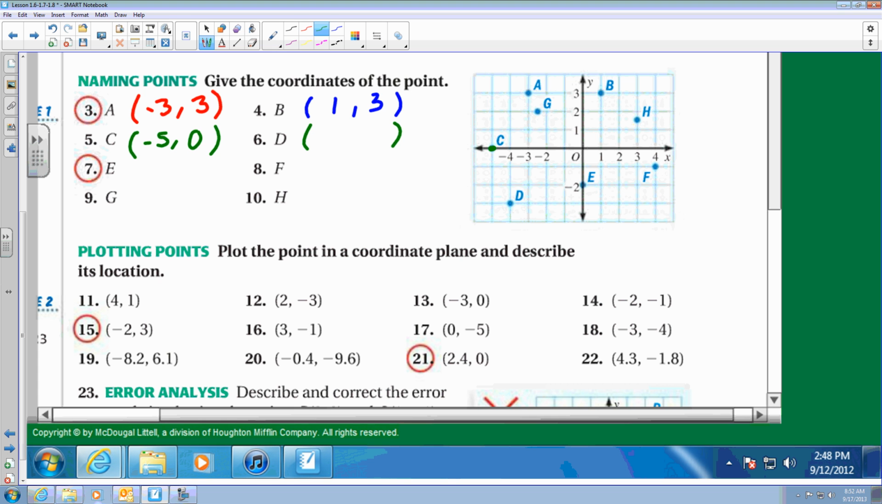For D, which is right here, it goes to the left, so it's at a negative 4, and it's going to go down, which is at a negative 3.